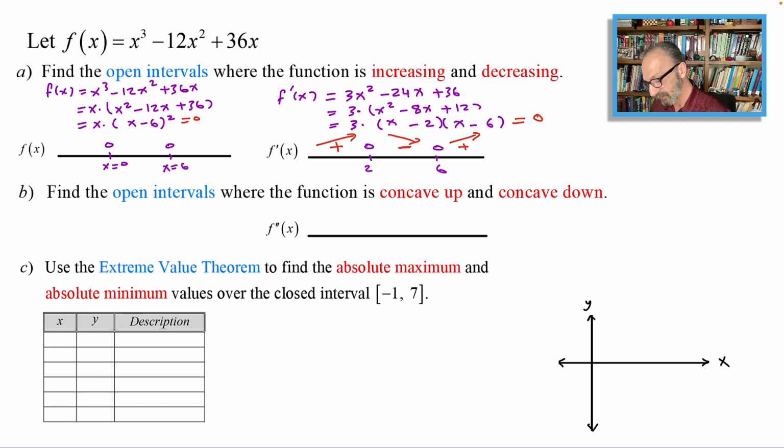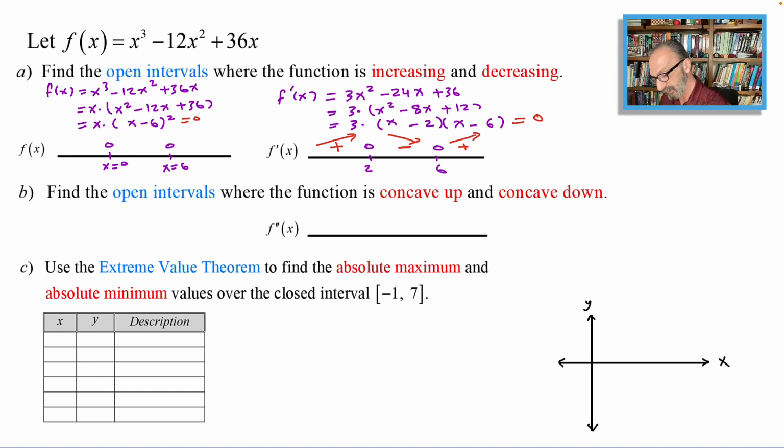To answer the first part, part A, we will write on the right side that the graph is increasing on negative infinity to 2 union 6 to infinity, and decreasing on the open interval from 2 to 6. Part B.